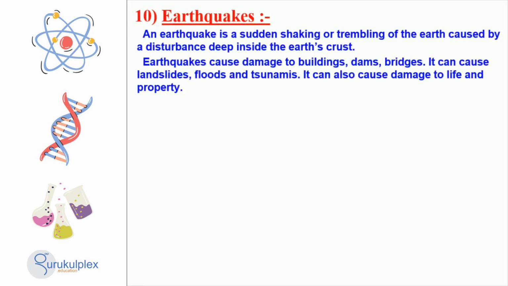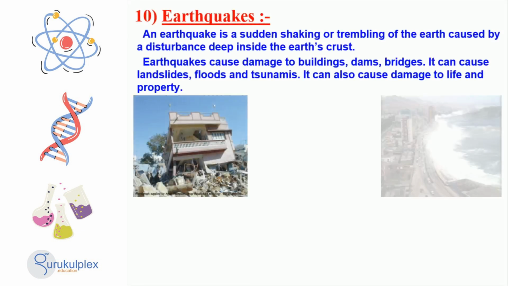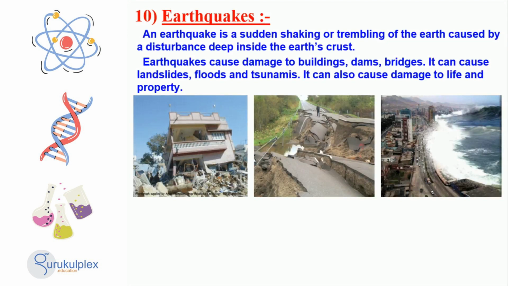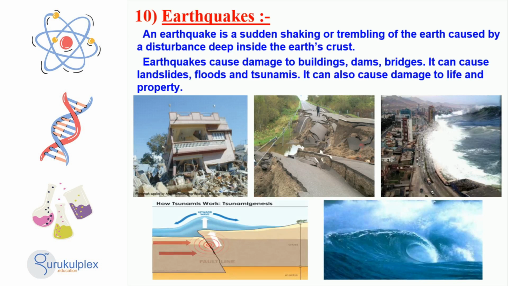Earthquakes are powerful and destructive natural occurrences that can cause substantial damage to life and property. They are caused by a disturbance in the Earth's crust, resulting in the ground shaking abruptly. This shaking can damage structures such as buildings, dams, bridges, and more. Earthquakes can likewise spark landslides, floods, and tsunamis, the last of which are usually caused by seismic activity. Tsunamis are huge waves that can reach colossal heights, destroying coastal communities.